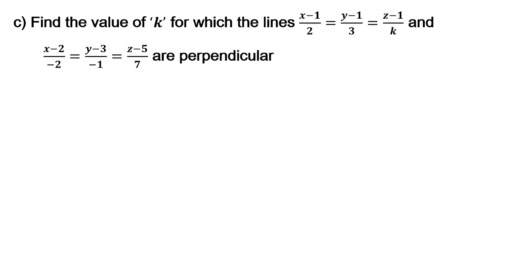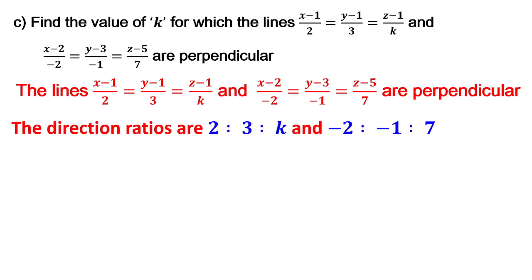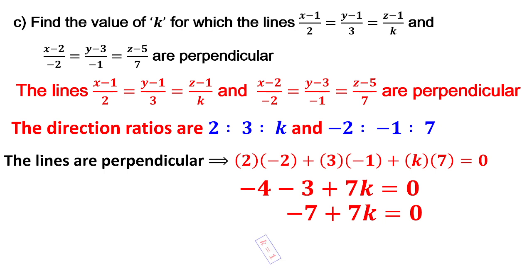Find the value of k for which the lines are perpendicular. Very simple. The lines are perpendicular when the sum of the products of the direction ratios is equal to 0. I am finding the value of k as 1.